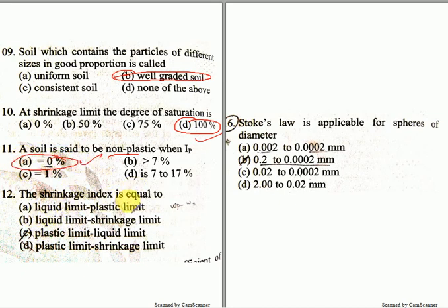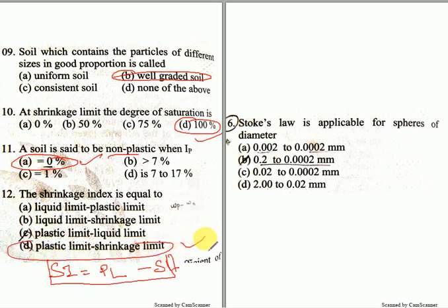The shrinkage index is equal to... In the formula we are told, shrinkage index is equal to plastic limit minus shrinkage limit. That is shrinkage index. So what is liquid limit minus plastic limit? Plasticity index.